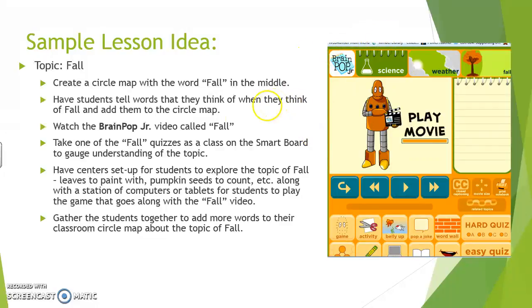You can then take one of the fall quizzes as a class in the Smartboard, which is what we do for my students' age, and then have centers set up for students to explore the topic of fall, like leaves to paint with, pumpkin seeds to count, along with a station of computers or tablets for students to play the game that goes along with fall, which is down here. That would be the game part. Then we can gather students back to talk about what they have learned and add some more words to the circle map about fall.